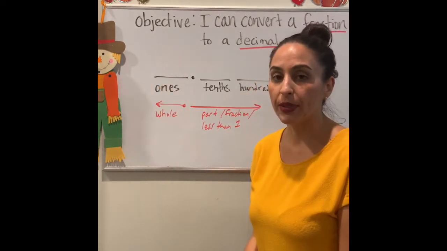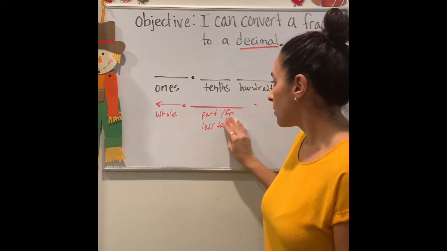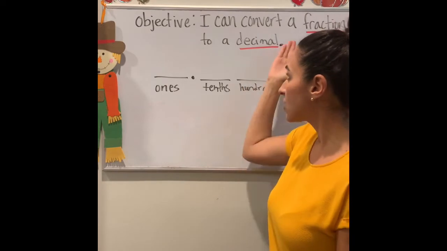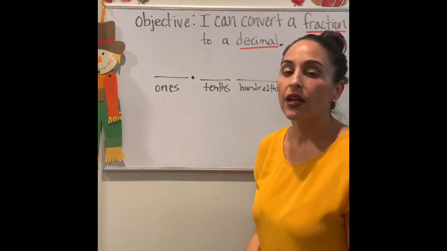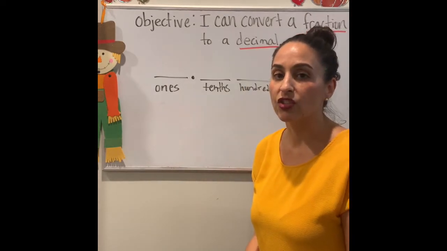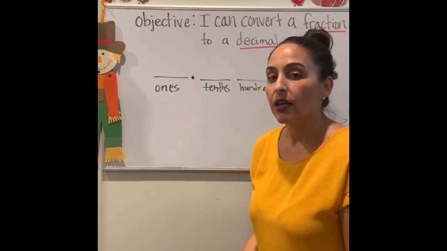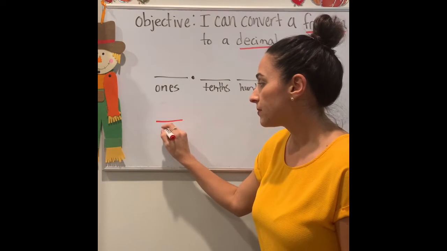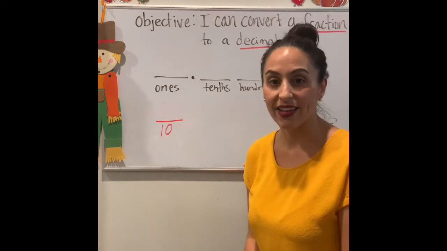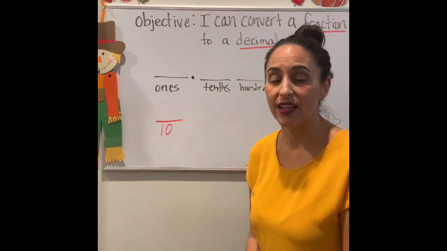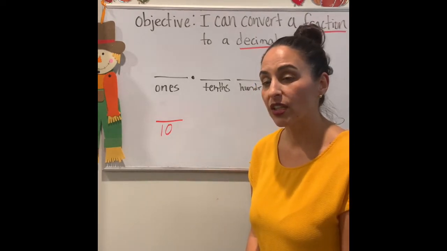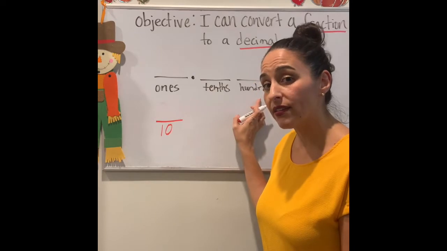Ones. Let's talk about the ones. Remember, I say that's a whole amount. So if I wanted to change a fraction to a decimal, I have to really pay attention to the denominator. I'm going to teach you some tricks. If my denominator is a multiple of 10, this is going to be super easy. This one's a multiple of 10. So it's a fraction. That means it's going to be less than 1.